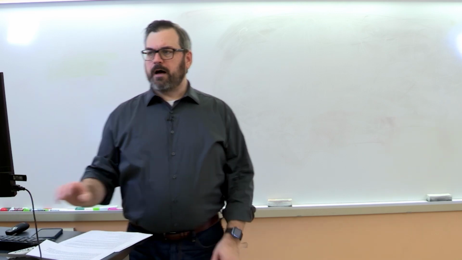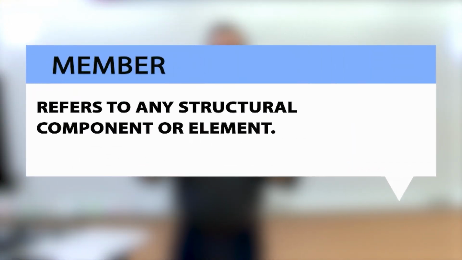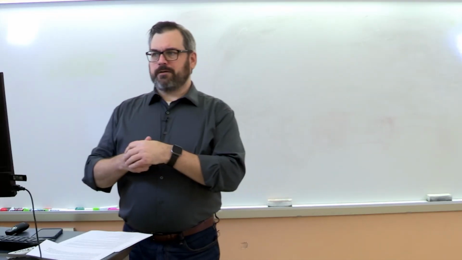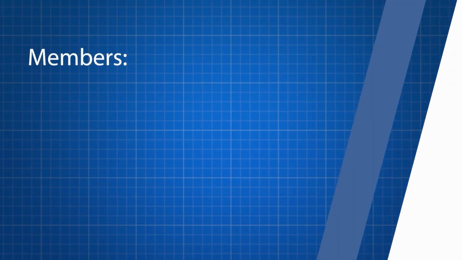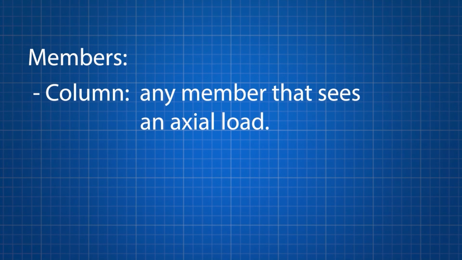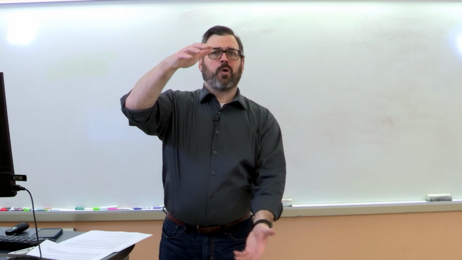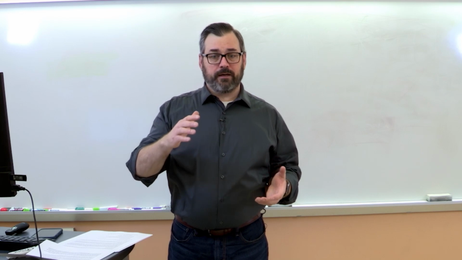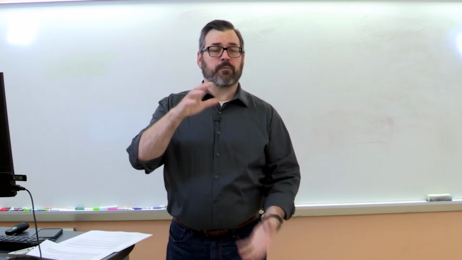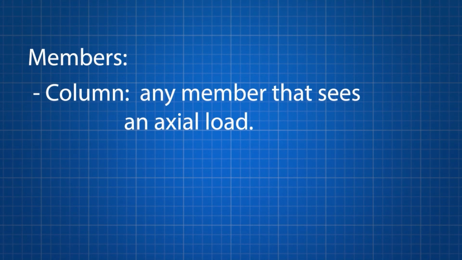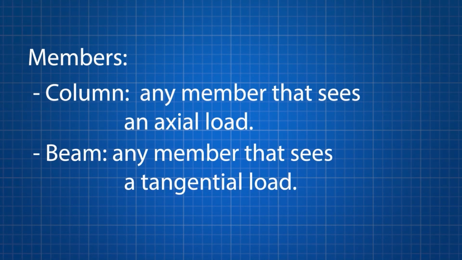Let's talk about members. We're going to use the term member to refer to any structural component or element. And so any structure is made up of multiple members. And we're going to talk about two specific kinds in this course. We're going to talk about columns, which are any members that see an axial load. And often we think about columns as seeing compressive loads, right? They're used to hold up stuff. But we'll use column to refer to anything that sees either a compressive or a tensile load. And then we'll talk about beams, which are members that see tangential loads.